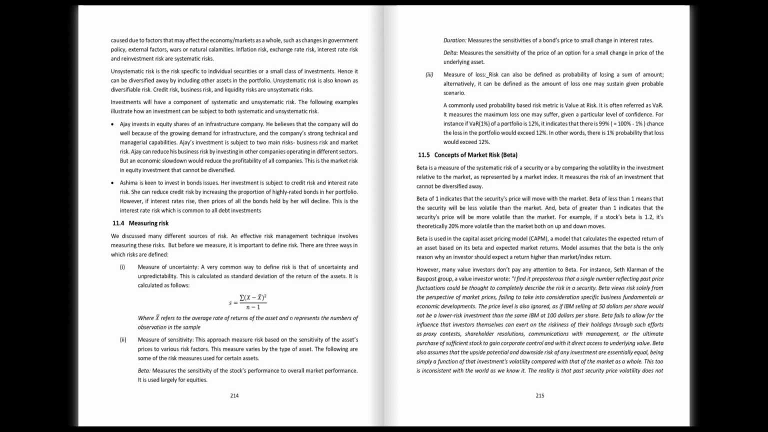For instance, Seth Klarman of the Baupost Group, a value investor, wrote, "I find it preposterous that a single number reflecting past price fluctuations could be thought to completely describe the risk in a security. Beta views risk solely from the perspective of market prices, failing to take into consideration specific business fundamentals or economic developments. The price level is also ignored, as if IBM selling at $50 per share would not be a lower risk investment than the same IBM at $100 per share.